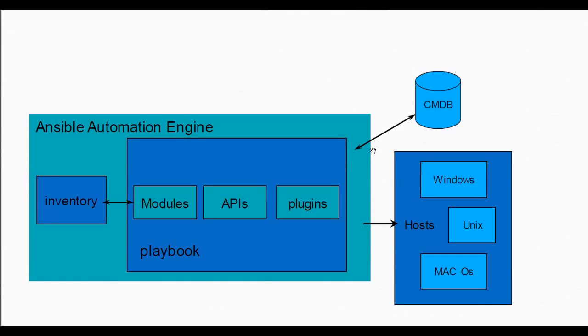Now on the control server side, on the Ansible automation engine side, you have some more building blocks shown here: inventory, then modules, APIs, and plugins. These are some of the mandatory components inside the Ansible control server. Modules is something that we just discussed. It's a pre-written program, usually written in Python, for a specific task, to execute a particular task.